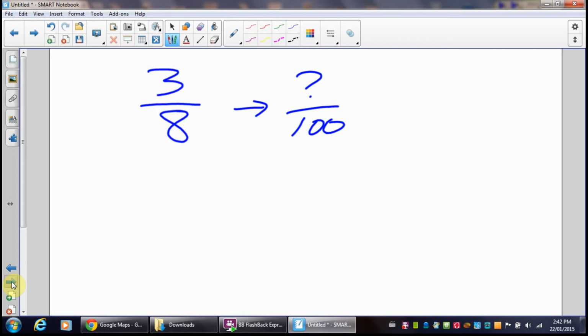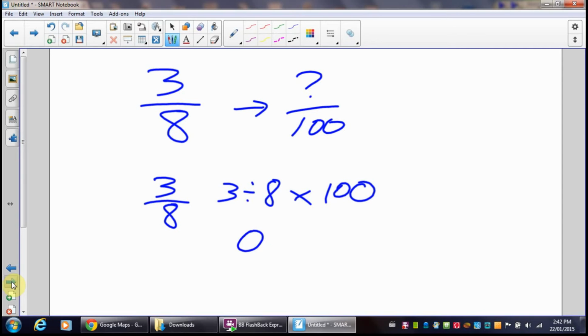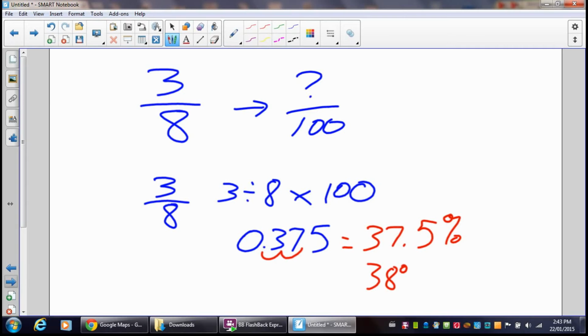So on our calculator, we're going to go from 3/8 to 3 divided by 8, and we're going to times that by 100. When you do that on your calculator, you're going to get 0.375. So 3 divided by 8 is 0.375, and when we times that by 100, it's going to equal 37.5%. And of course, you can round that to 38% if you like.